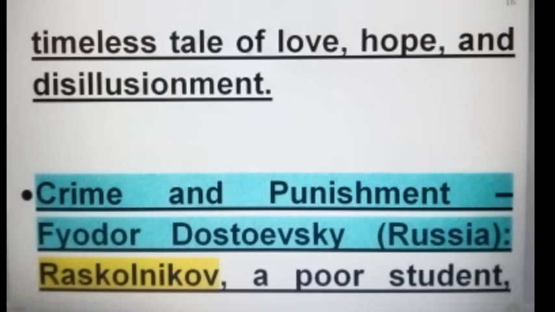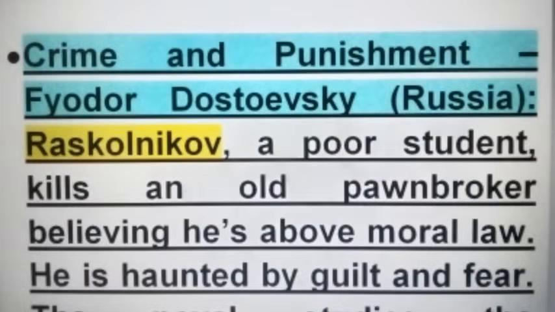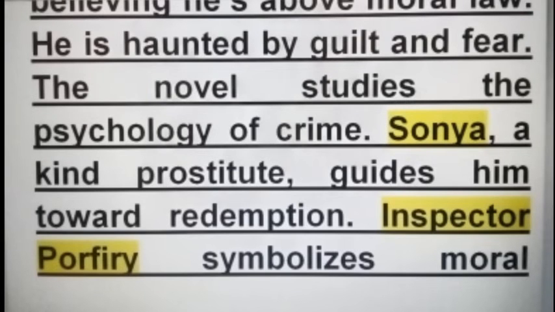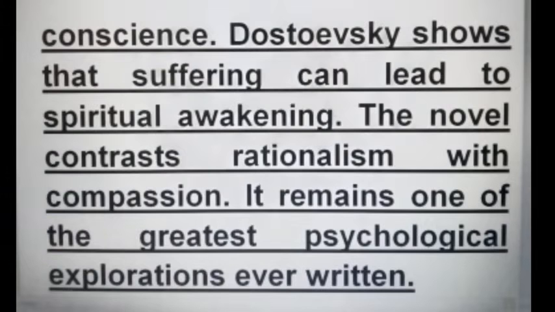The next work is from Russian literature, that is Fyodor Dostoevsky's work Crime and Punishment. Raskolnikov, a poor student, kills an old pawnbroker, believing he is above moral law. He is haunted by guilt and fear. The novel studies the psychology of crime. Sonia, a kind prostitute, guides him toward redemption.